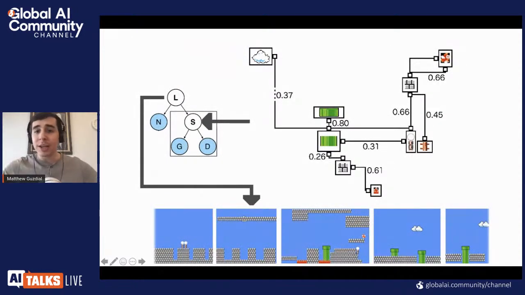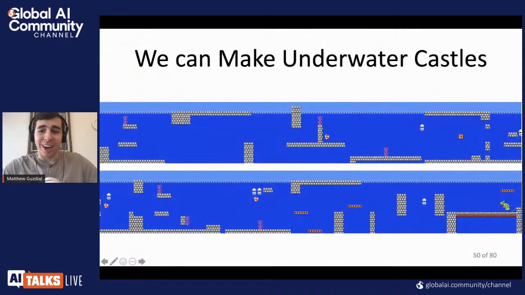We're then just going to run conceptual blending on this nice simplified graph, convert it back into our actual L node representation, and then we can use that to generate whole new levels. Simply said, we can make underwater castles. This is an example of a level produced entirely by an AI through this conceptual blending process.